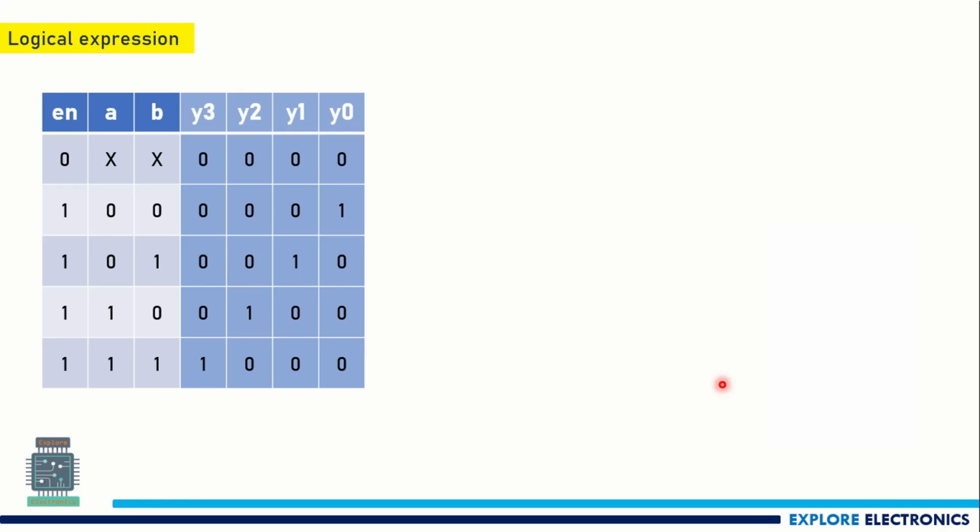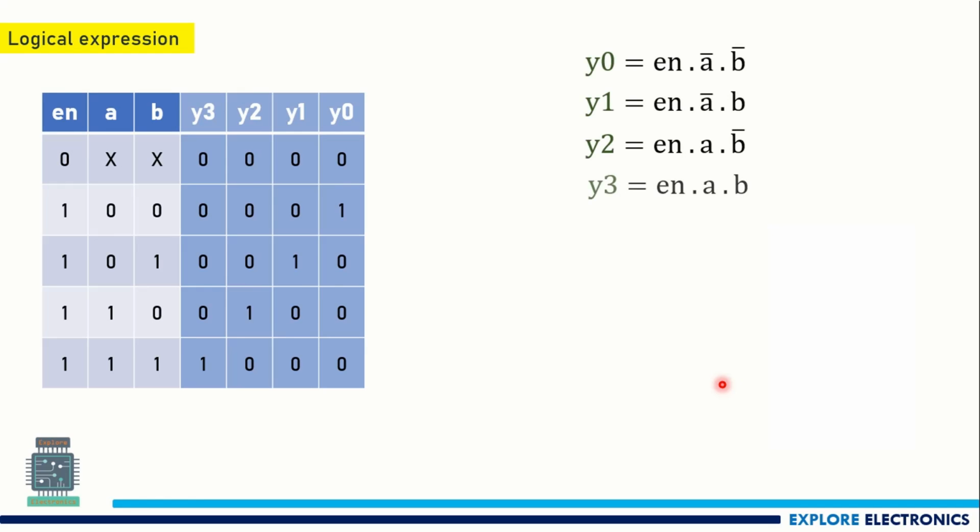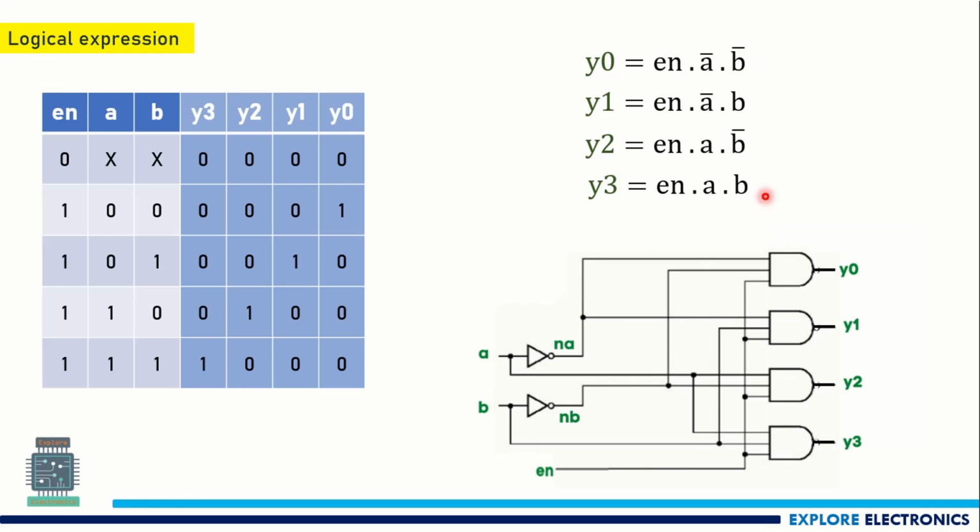So for this truth table, if we write the logical expression for Y0, Y1, Y2, Y3, it is enable into A into B. To get Y0, you can see here, Y0 is equal to 1 when enable is 1, A is 0, B is 0, so it is enable, A bar, B bar. Similarly for Y1, we need enable and A bar and B. Similarly for Y2, enable into A into B bar. Similarly for Y3, it is enable into A into B.